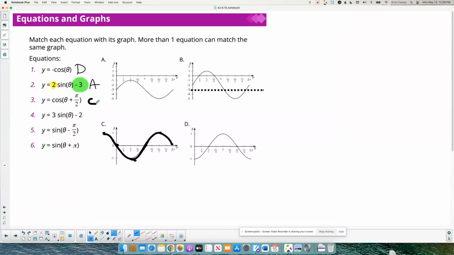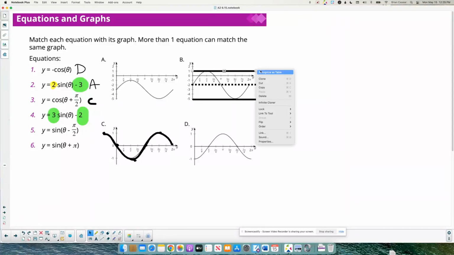All right. Go to 4, amplitude is 3, midline is -2. Okay, there's my amplitude and midline. So I'm going to go to midline -2. I look at this one here, and then I look at my amplitude. That distance from the midline right there, that is 3. So it looks like 4 is going to be B.